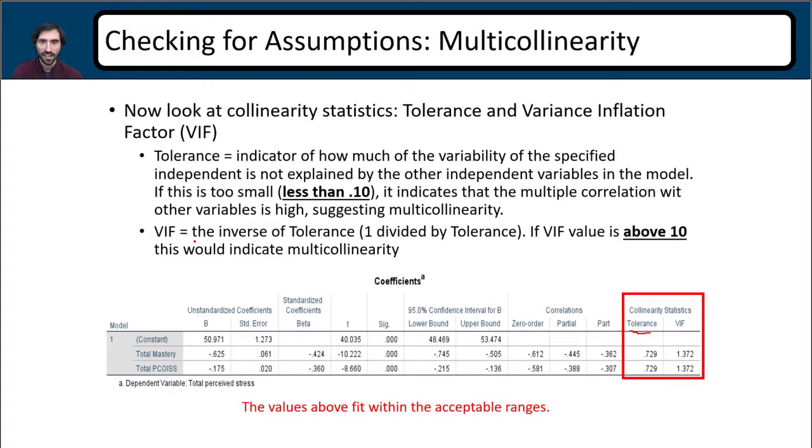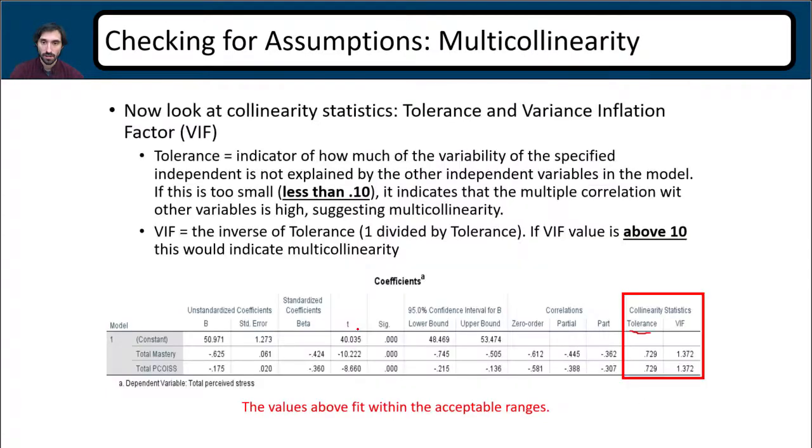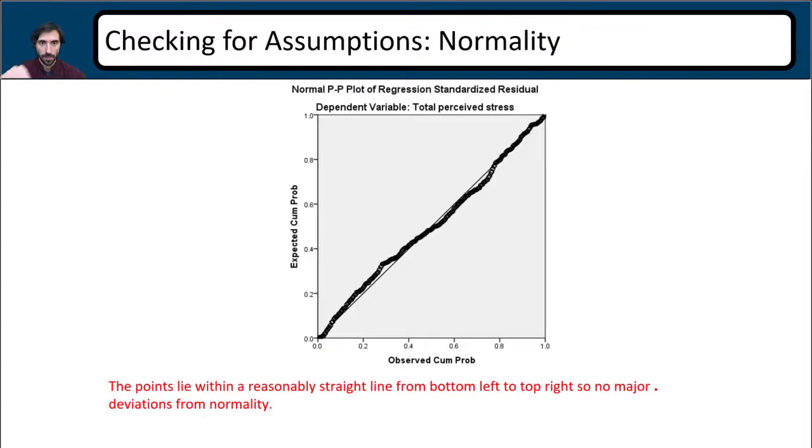And for our VIF, we don't want anything too big. So we don't want anything above 10. And for our tolerance, we don't want anything below 0.1. And so looking at this, our results are good. We're good to go. These are acceptable ranges.